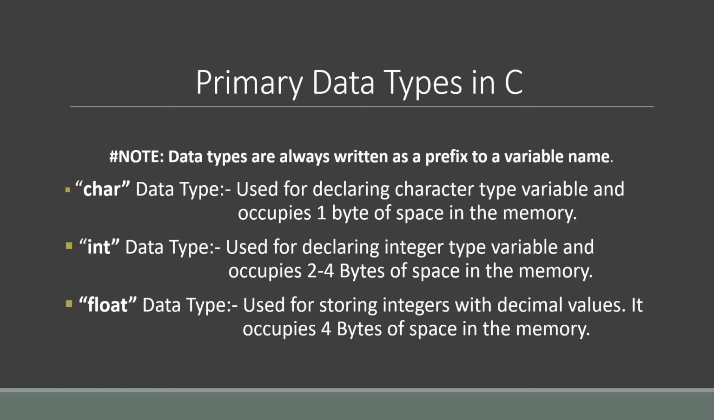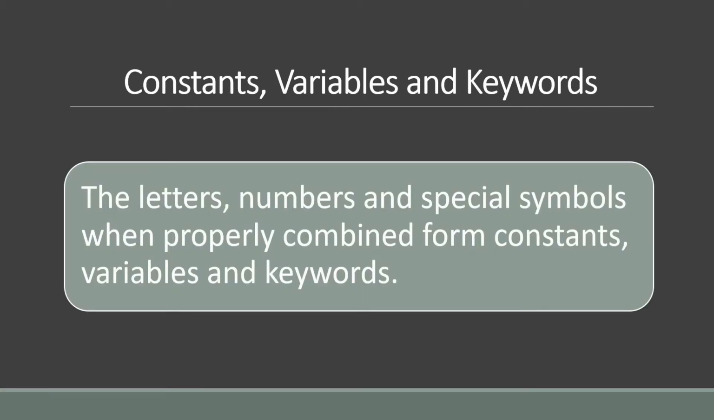The size of integer variables varies from 2 to 4 bytes. The float data type is used for storing numbers with decimal values. The size of a float variable is 4 bytes. There are a lot more variations for these three data types, but we'll discuss them in a different video. This brings us to our next topic, and that is constants, variables, and keywords.